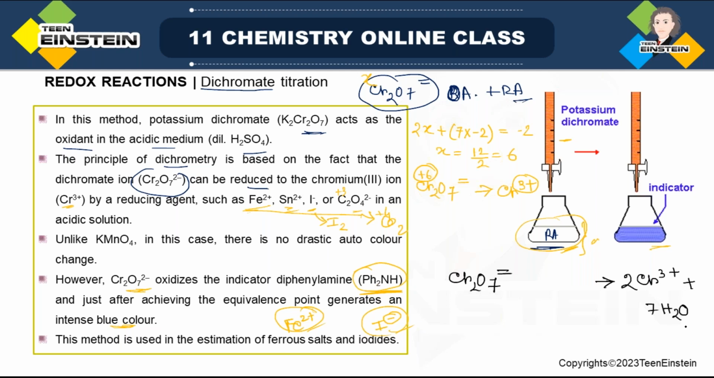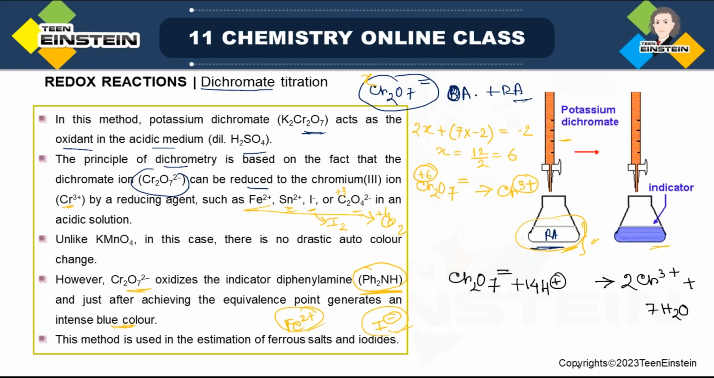So here I have written 7H2O, but when you have written 7H2O, there are 14 hydrogen present in the right hand side. To make up that, I will write here 14H plus. H plus you can write because it is acidic medium. Now hydrogen and oxygen are both balanced.